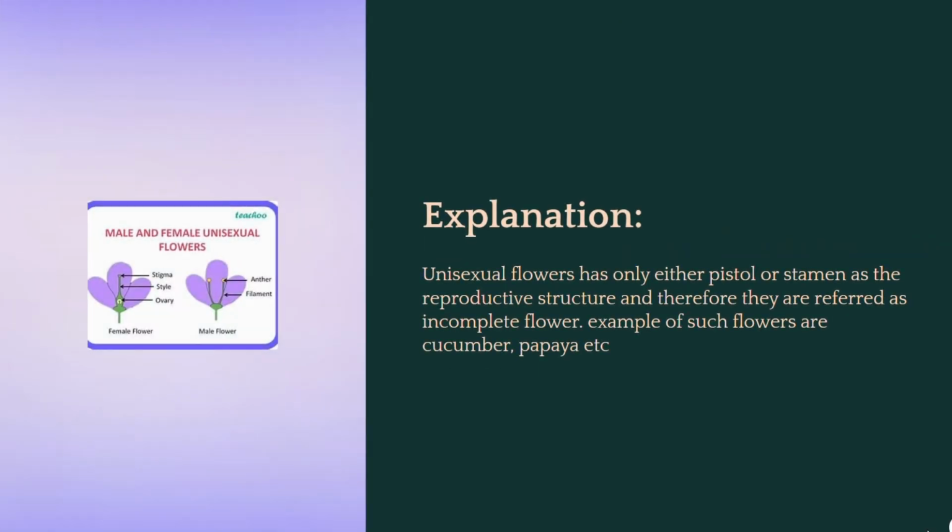Unisexual flowers have only either pistil or stamen as the reproductive structure, and therefore they are referred to as incomplete flowers. Examples of such flowers are cucumber, papaya, etc.